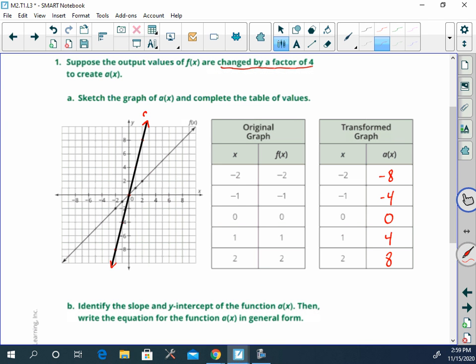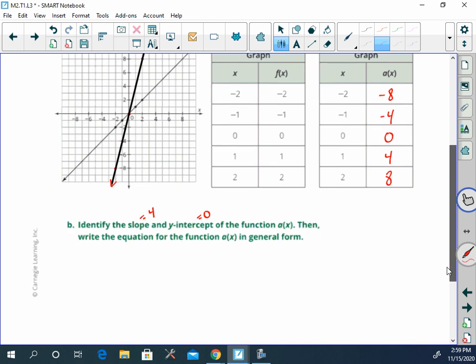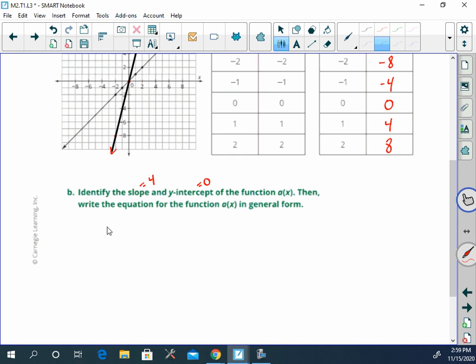Alright, so here is my a of x. We've sketched it and completed the table. Then it says identify the slope and y-intercept and then write the equation. So when we're looking at this, our slope, we're going up 1, 2, 3, 4 over 1. So my slope is 4 and it still hits the y-axis at 0. So my y-intercept is still 0. And then I write my equation, it's a of x. So I want to write a of x equals our slope times x, and you could put plus 0 back there, but you don't have to put the plus 0.